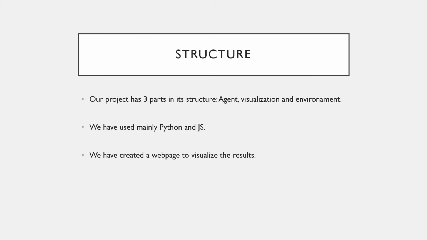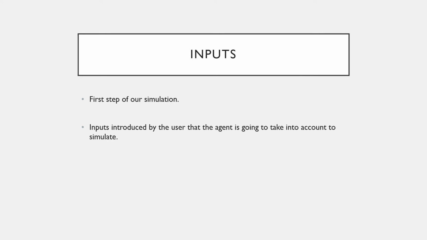So our project has three parts: the agent, the visualization, and the environment. For the agent and environment, we have used mainly Python, and for visualization, we have used JavaScript. To visualize it, we have created a web page, where we show the results, and it's also the place where you can put your inputs. So the simulations depend on those inputs.